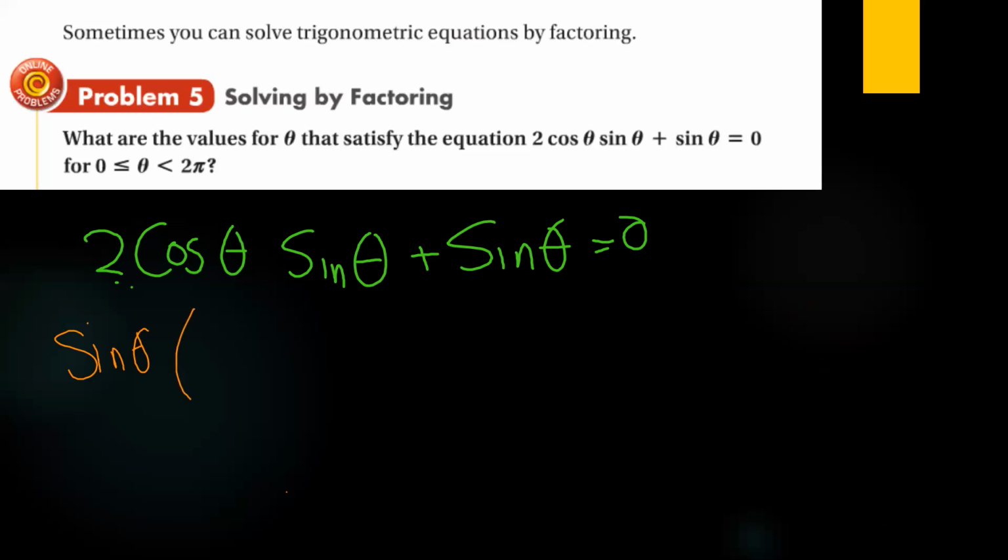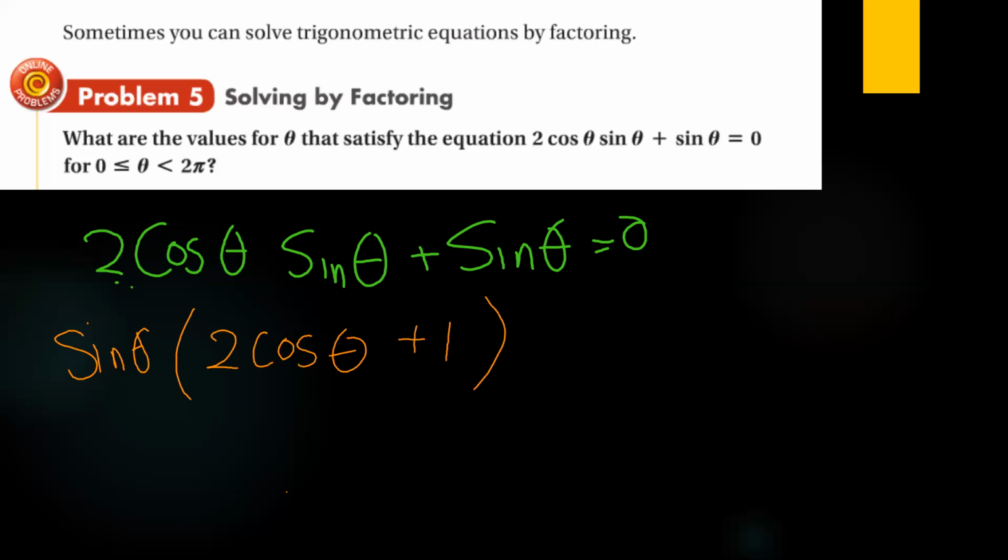Then we take sine as a common factor. We have 2 cosine of theta plus 1. Remember that in order to solve, before that, do you know how to find the common factor? Yeah.